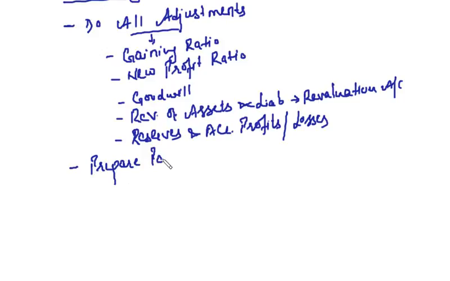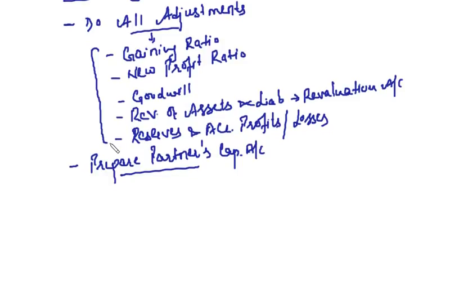After this, you have to prepare partners' capital accounts. For this, you have this information. You have done this working, then you can easily prepare the partners' capital accounts. You will have the opening balances from the balance sheet given. You will have the share of goodwill. You will know the profit on revaluation of assets and liabilities. You will know the distribution of reserves and accumulated profits or losses. From this information, you can prepare the partners' capital accounts.